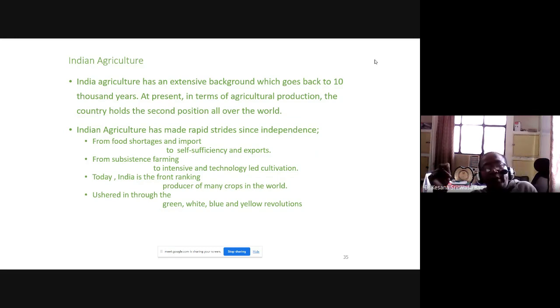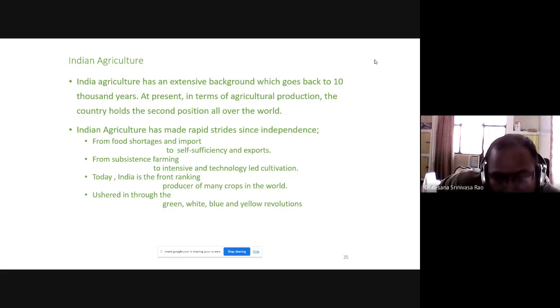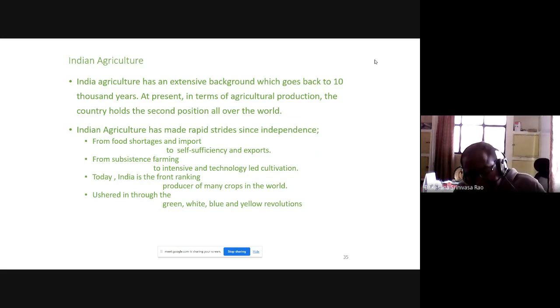From subsistence farming to intensive and technology-led cultivation, today India is the front-ranking producer of many crops in the world. Also, the green, white, blue, and yellow revolutions have surpassed. So in India, over a period of time, till today, these are all the revolutions which have taken place. The green revolution, which I have already told you, has brought a lot of changes in agriculture, especially the blue and white revolution, which has brought changes in milk and dairy products.